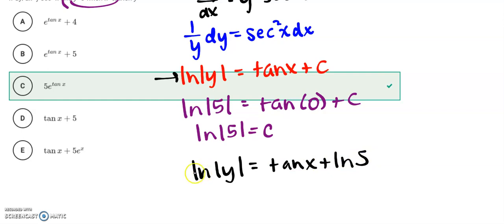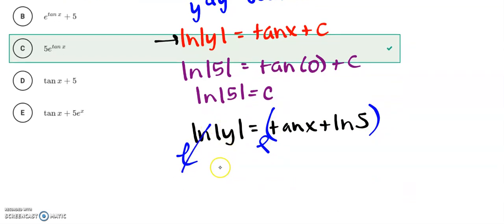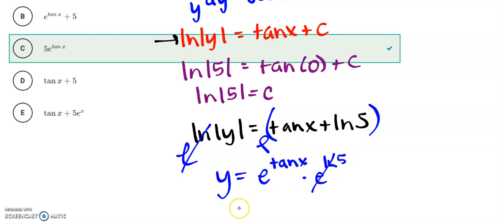And then remember, to get rid of this natural log, we're going to e both sides. On this side, we'll get this to cancel. On this side, we'll get e to the tangent of x times e to the natural log of 5, right? Because we're taking e with that whole side, and that addition gets broken up with multiplication. So now e and ln cancel out, just like the video from yesterday. And we get 5e to the tangent of x, which was letter choice C.